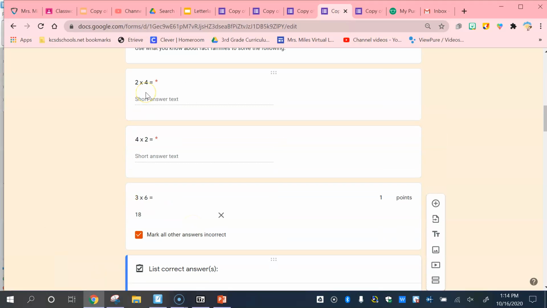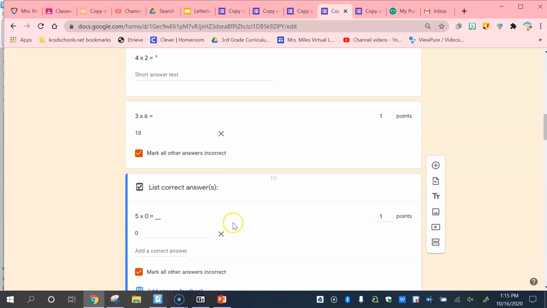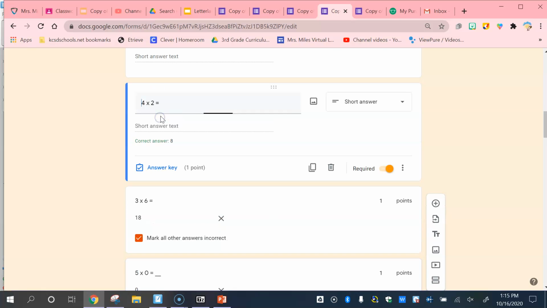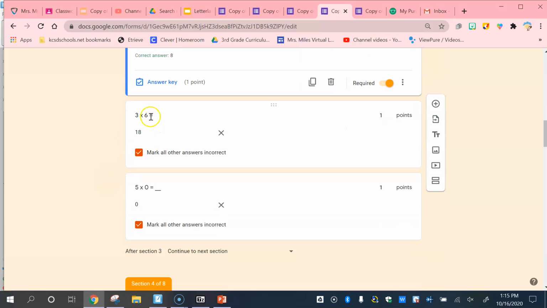All right, 2 times 4, we're skip counting 2, 4 times. So 2, 4, 6, 8. And the same thing right here. It's the commutative property. All right, and we have 3 times 6. So we multiply, or we skip count 3, 6 times. So 3, 6, 9, 12, 15, 18. And 5 times 0, we know the zero rule of multiplication says anything multiplied by 0 is 0.